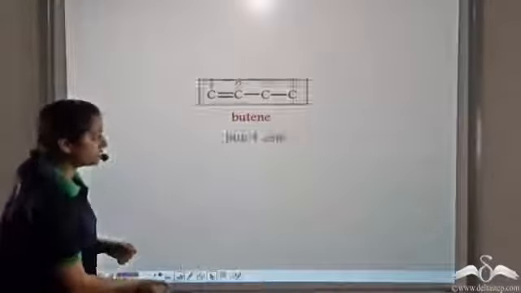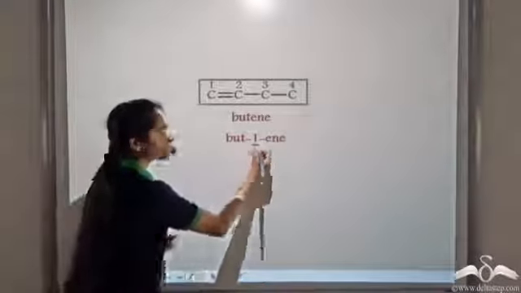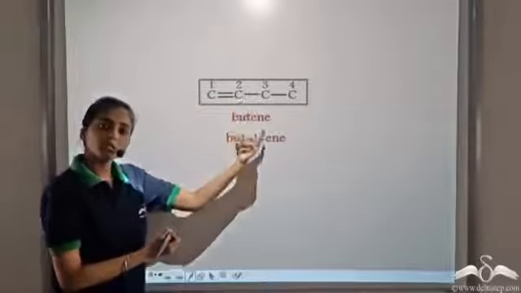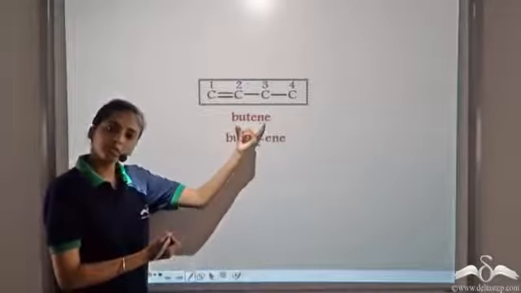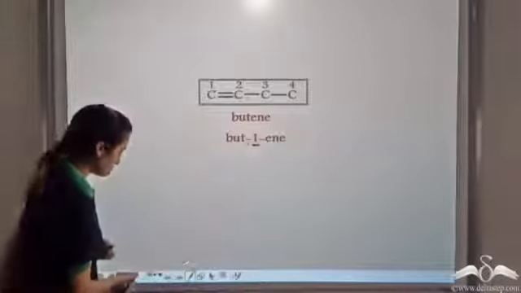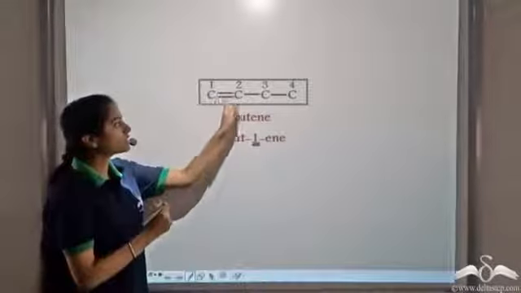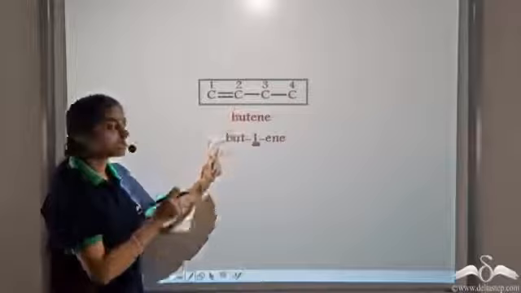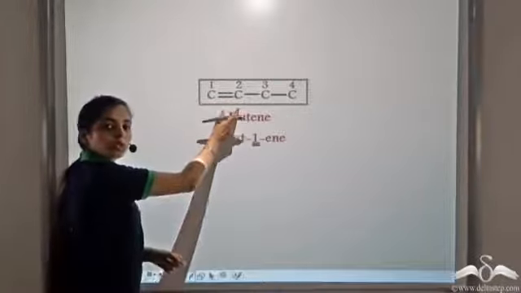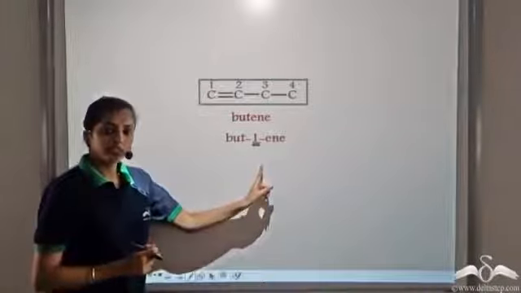Now, when we do not write a number, in this case, if we ignore this 1, we know that the double bond is present at position 1. So this butene can be written as simply butene or but-1-ene. This number 1 shows the position from which the double bond is starting. In this case, the double bond is between carbon number 1 and carbon number 2, but it is starting from carbon number 1. So we get but-1-ene.